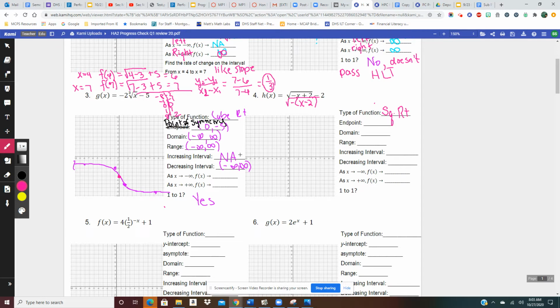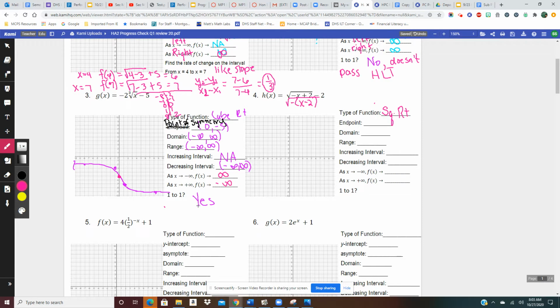Increasing, you're going to write NA. All right, so as x goes to negative infinity, what is the graph doing? On the left side, the graph is going up, so we write infinity. On the right side, the graph is going down, so we write negative infinity.